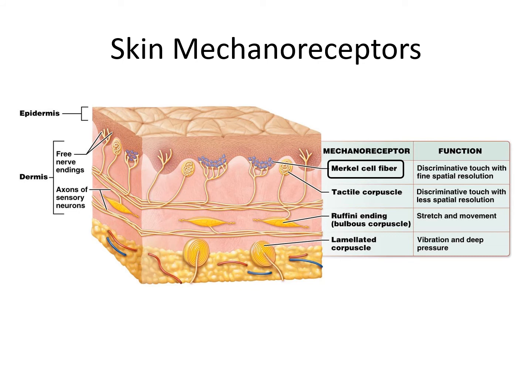So as a review, we have a picture here of the skin showing the Merkel cell fibers that are surrounding the free nerve ending. And remember, therefore, discriminative touch with spatial resolution. So that goes for fine resolution of discrimination of shapes and objects.